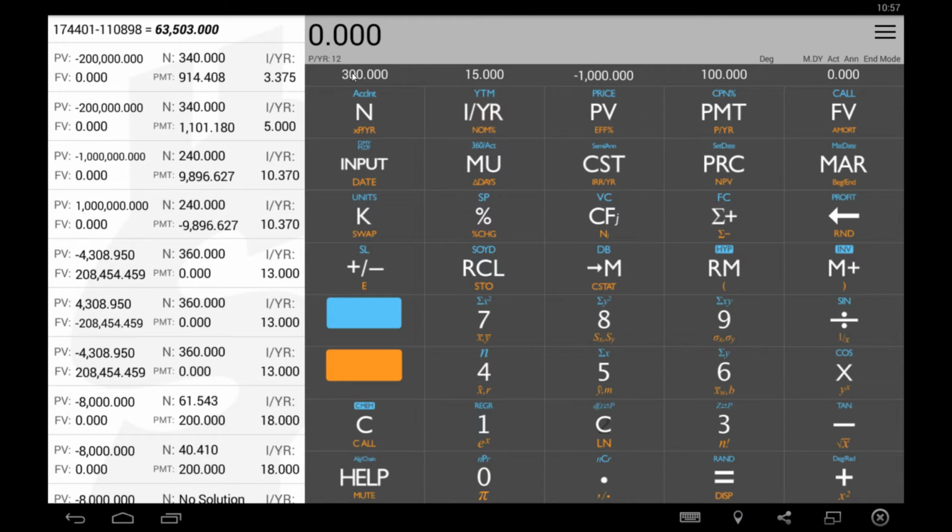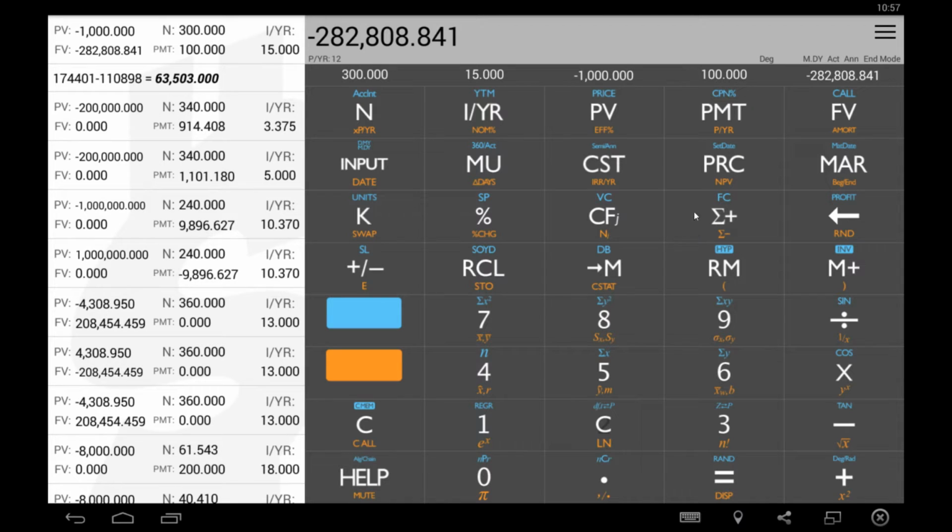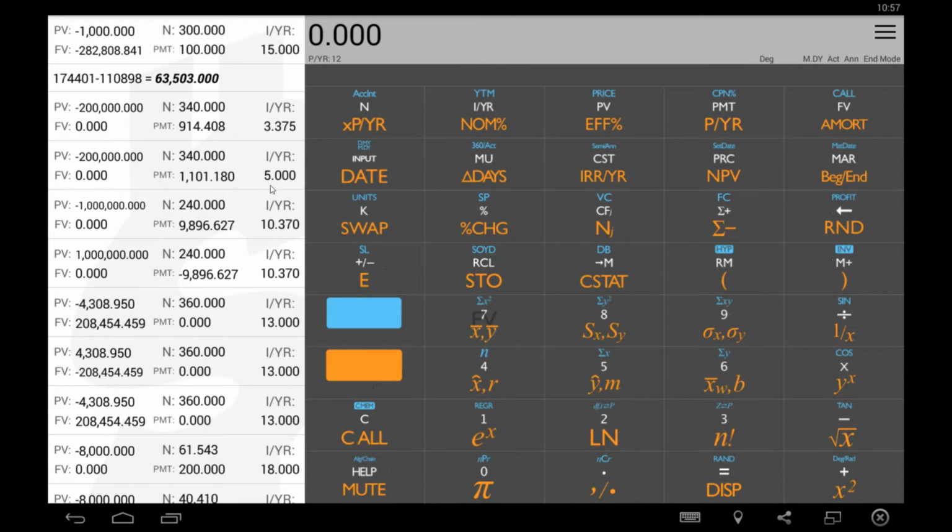Ideally, you're going to fill out 4 of the 5 of any of these with information and solve for the 5th. So let's go ahead and jump into some great examples.